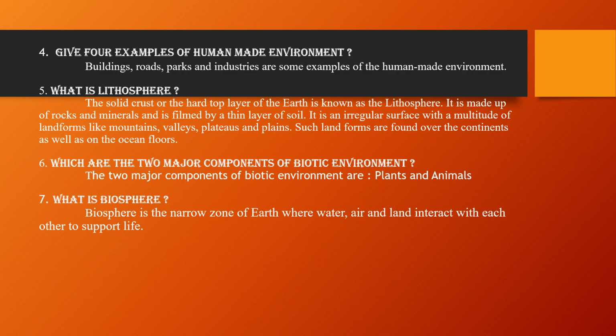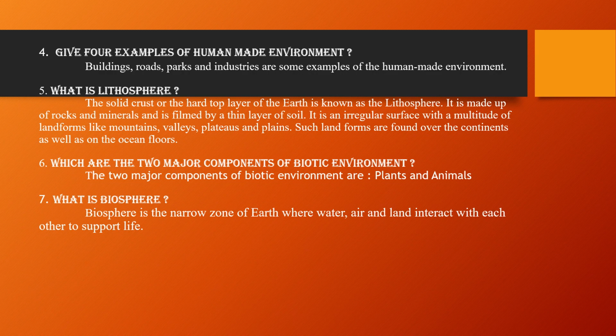Okay, my fourth question. Give four examples of human-made environment. Examples of human-made environment are roads, bridges, parks, buildings, industries, etc. There are many examples of human-made environment. Your school, your home, there are many examples. Okay, come to the fifth question.